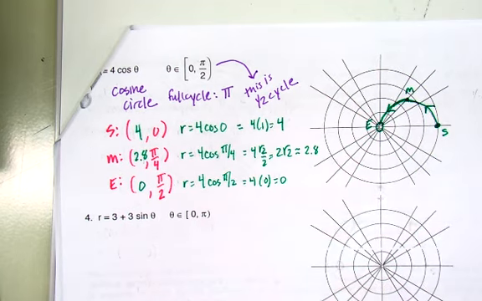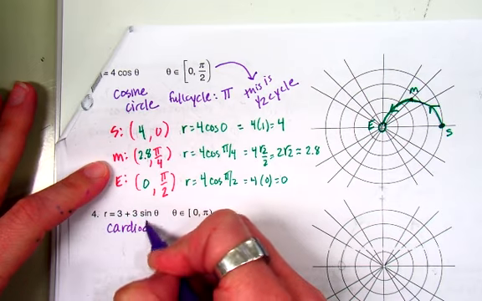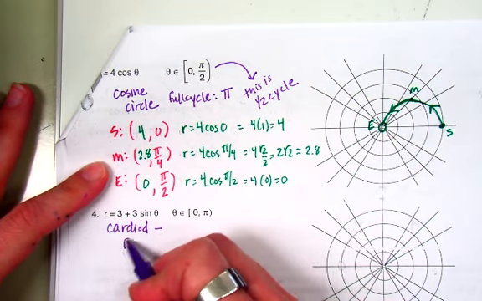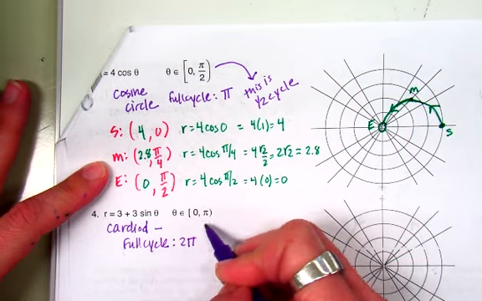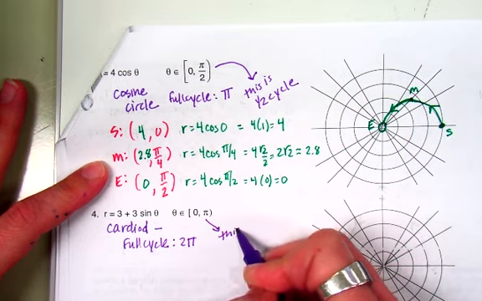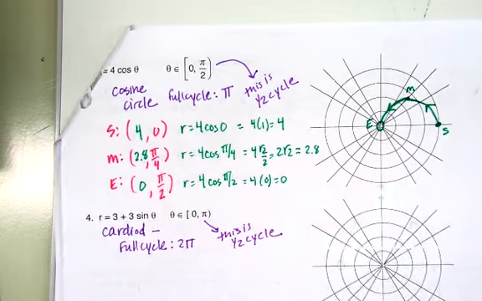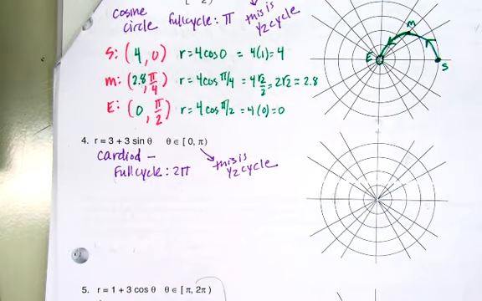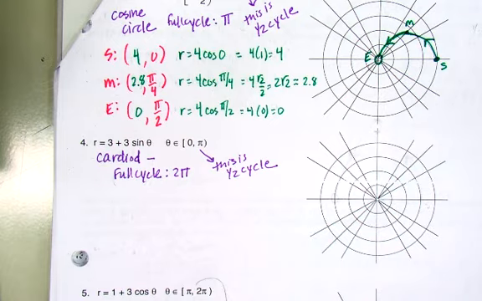All right, let's look at number 4. Number 4 is now a cardioid. If you look at the chart on the previous page, a full cycle for the cardioid would be 2 pi, which again means this is half of my cycle. So I'm going to get half of the heart. My question is, which half of the heart? Top, bottom, left, right? Well, we won't know unless we pick our points.